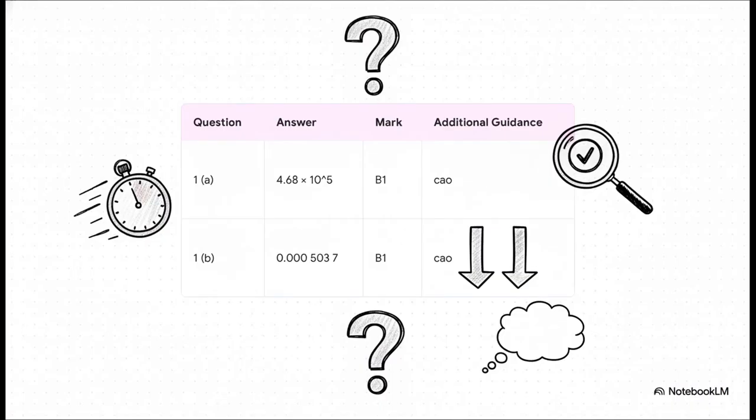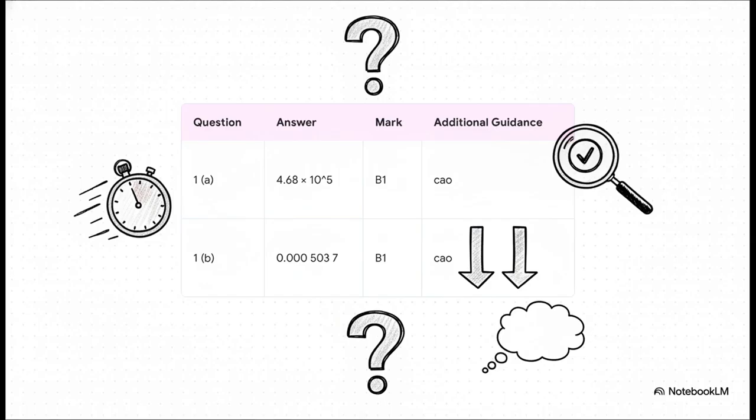Now, taking a look at the exact wordings from the mark scheme for Parts A and B, what's instantly striking here is just how remarkably brief it is. I mean, for an entire question on a higher-tier GCSE math paper, the awarding body gives examiners just a few sparse columns of text. For Part A, the answer is exactly 4.68 times 10 to the power of 5. For Part B, it's 0.005037. Notice the additional guidance column?